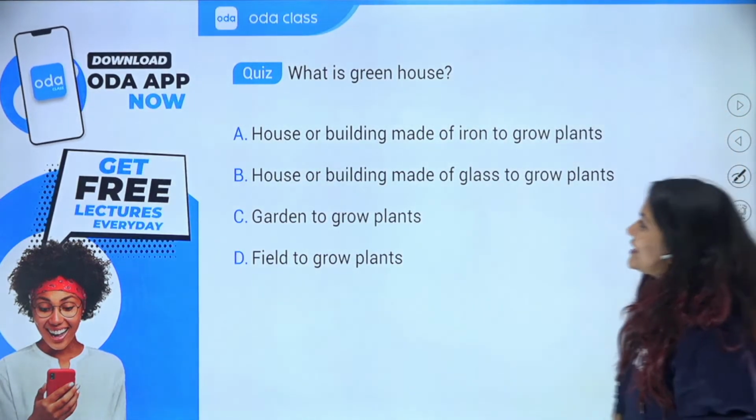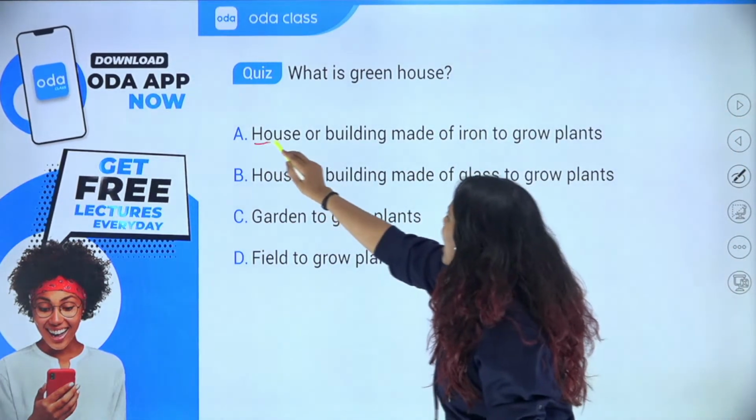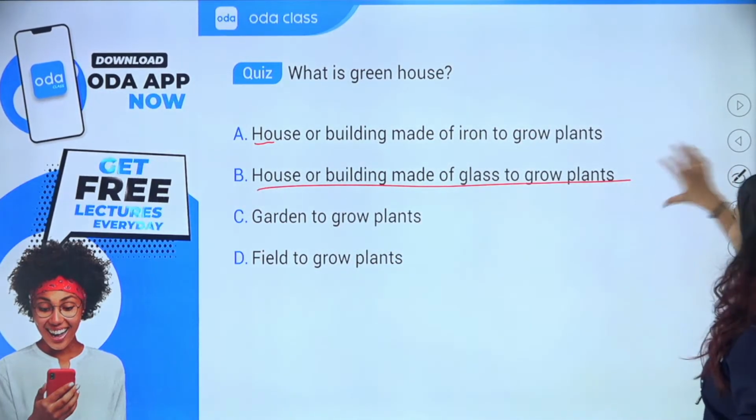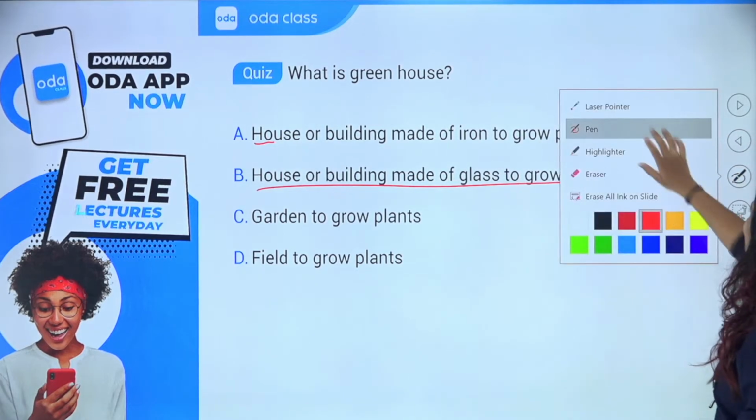Yes, so students, what is a greenhouse? A greenhouse is a house or a building used to grow plants, right? So this is the last question that we are going to discuss today.